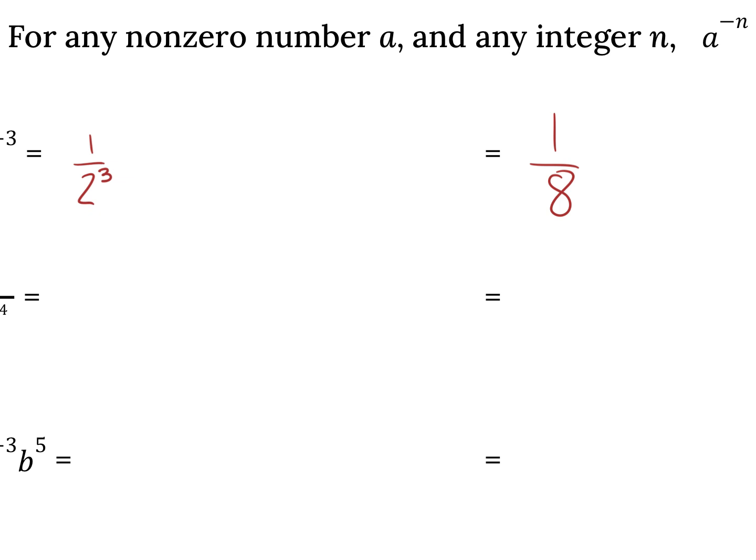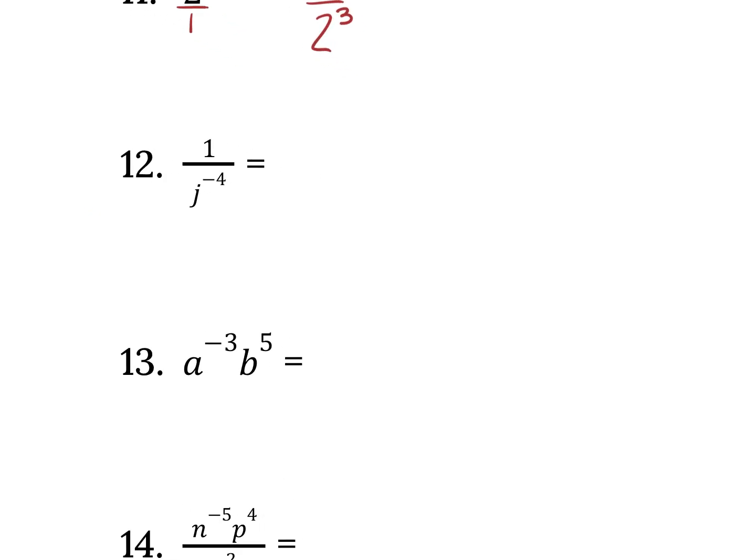All right, let's take a look at another one that has some negatives here. Okay, so I have 1 over j to the negative 4, sorry. So what happens is the reciprocal, so that now becomes j over 1. Reciprocal again means you flip your fraction. And then the exponent turns positive. All right, and so I'm done. There's nothing else I can do here. My final answer is j to the 4th. Final answer.